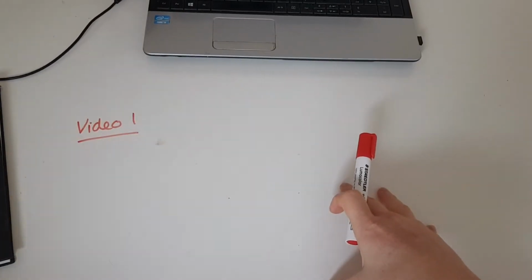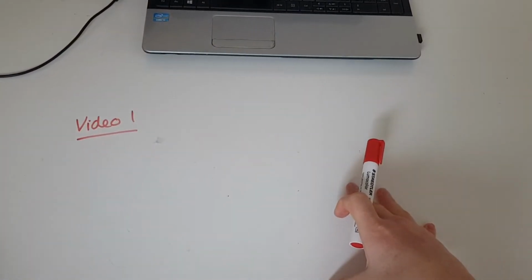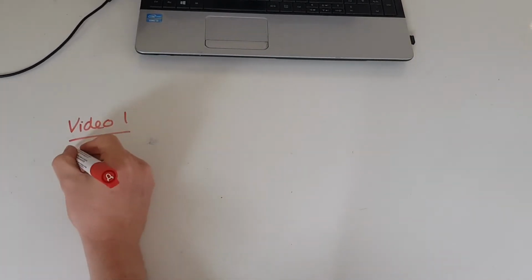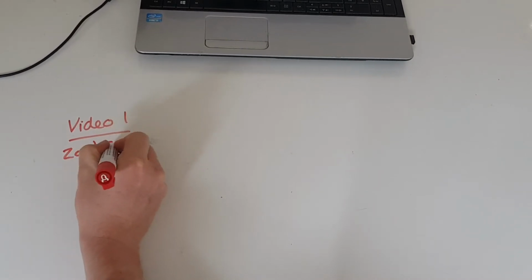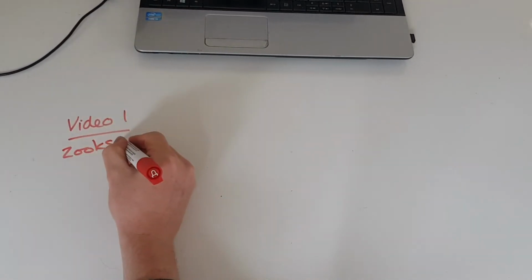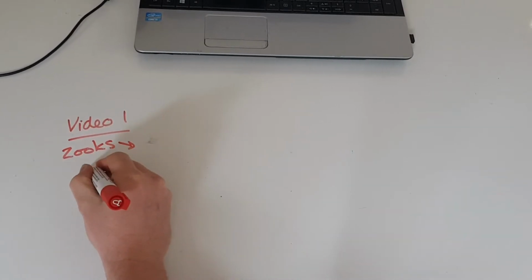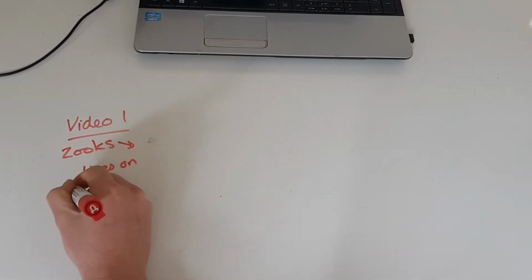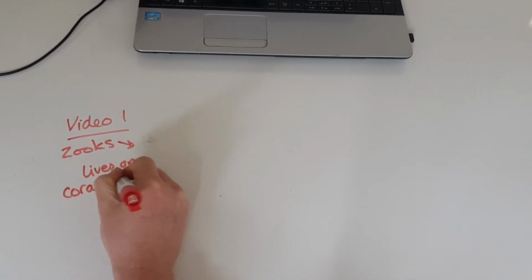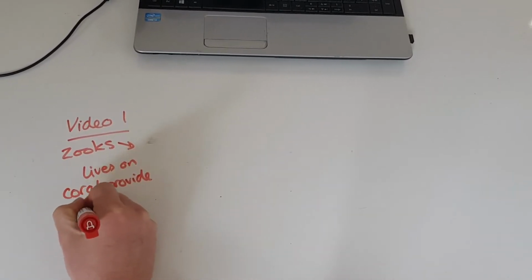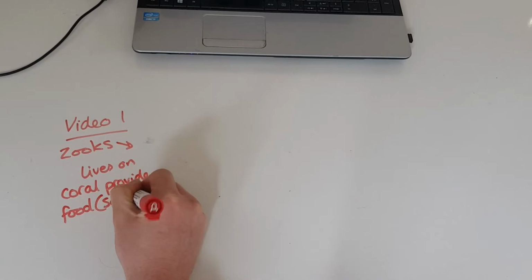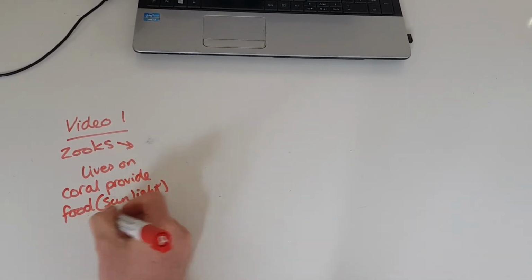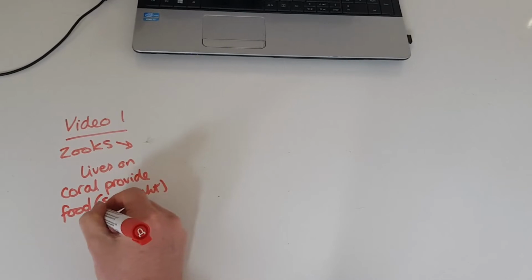I'm going to use this whiteboard just how you would use your notebook and a pen. So we've just watched that video, and you've got to think, well, what have I just learned from that video? Are there any special technical vocabulary that I could use? I've learned this word that he came up with was zoox. I think that's what he was saying, zoox. And these are something that lives on, what are they called again? Coral, there you go. They live on coral, and they provide food from the sunlight. Now I'm assuming that is photosynthesis, so I might put that down here as well.